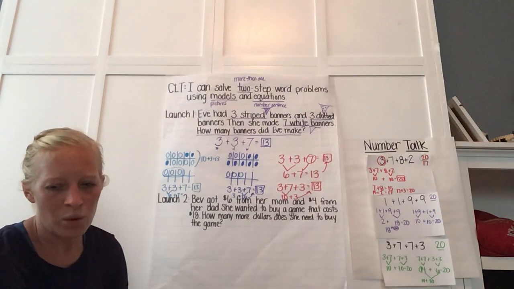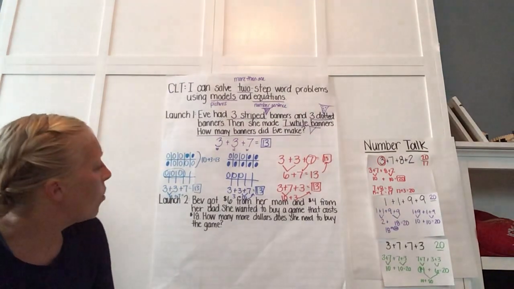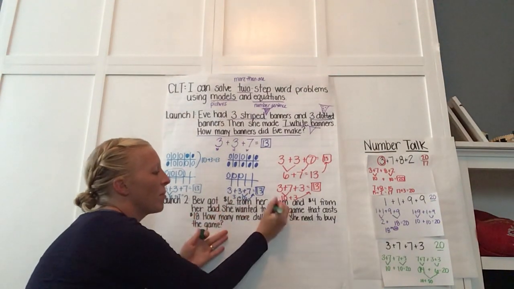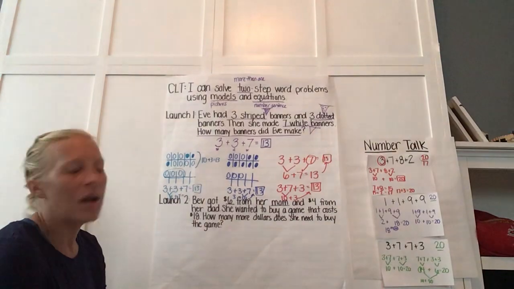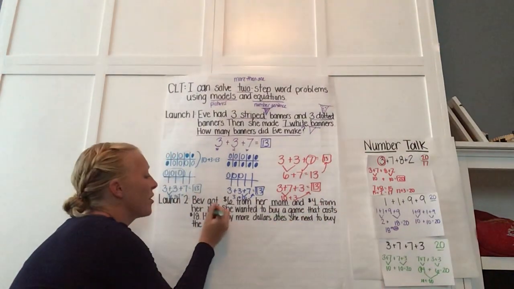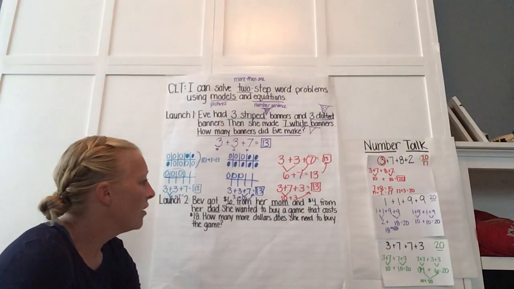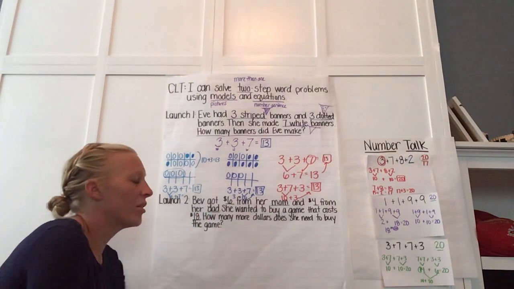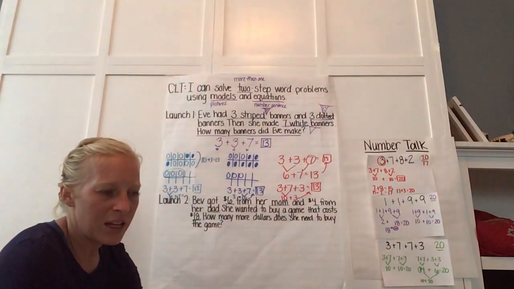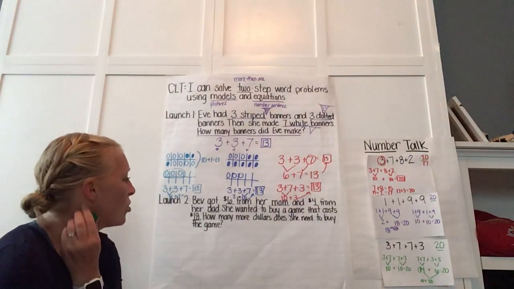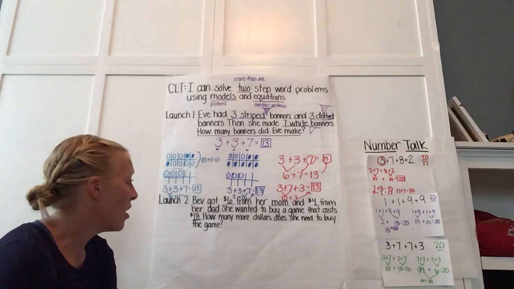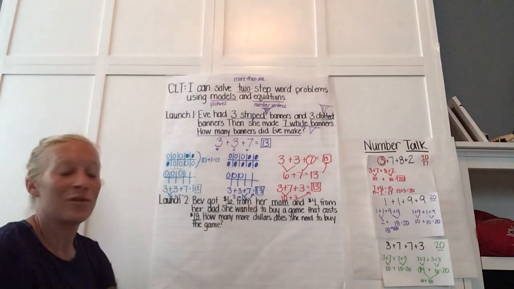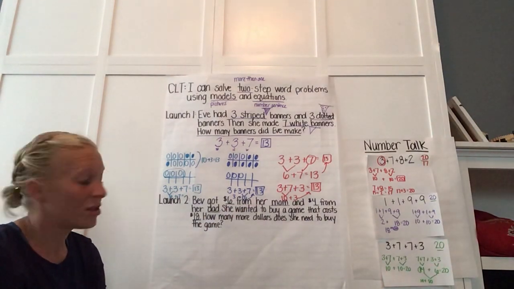Oh my goodness, what do we know? She got $6 from her mom. She got $4 from her dad. She wants to buy a game that costs $18. Does she have enough money? No, she doesn't, I'm guessing. Why do you think she doesn't have enough? Because 6 and 4 does not make 18? Well, that's very smart of you to say.